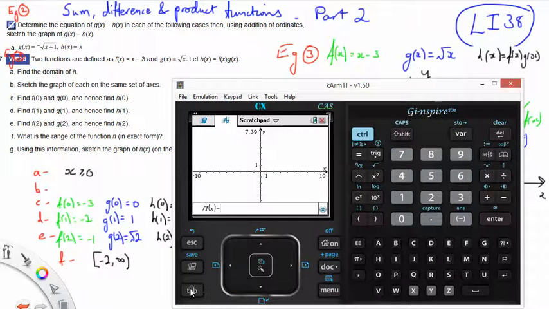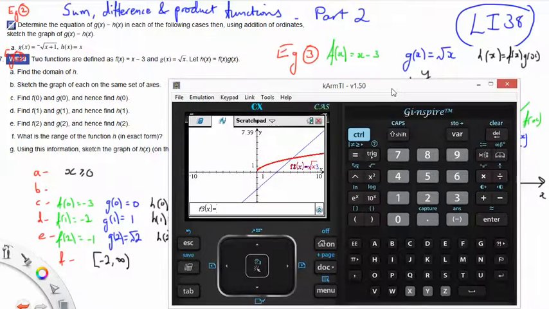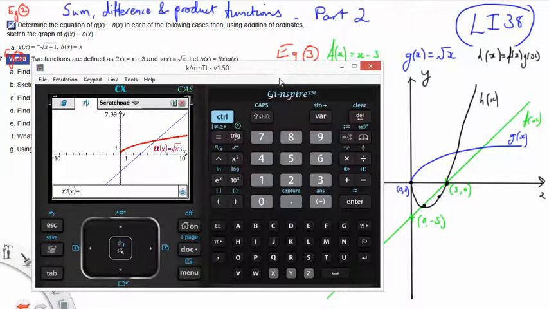So let's do f1 to be x minus 3, and we'll make f2 the square root of x. And let's do their product. Are you ready for their product? Now you could write out x minus 3 times root x, or you could do f1 of x times f2 of x. There we are. Yep, that's what we've got there.